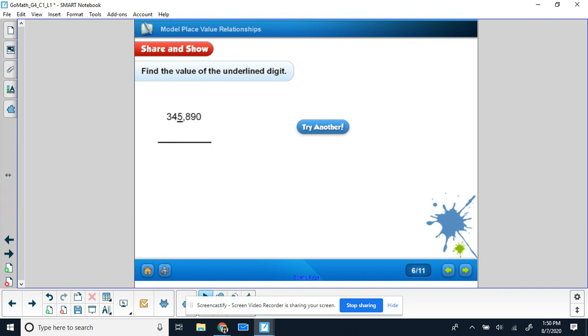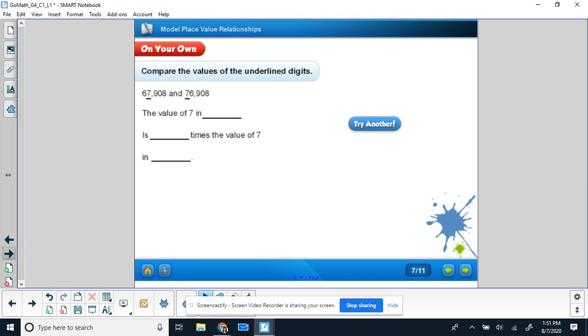All right, so we have now tried 2, so we're going to go ahead and move on to the next page here. All right, now this one should be on your own. So compare the values of the underlined digits.